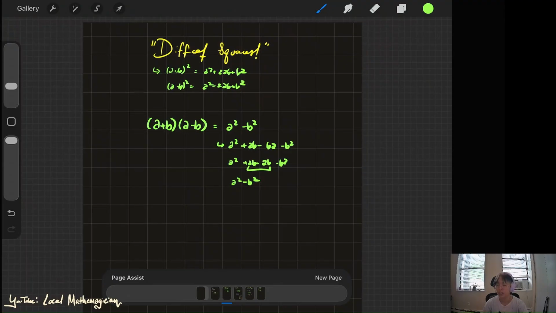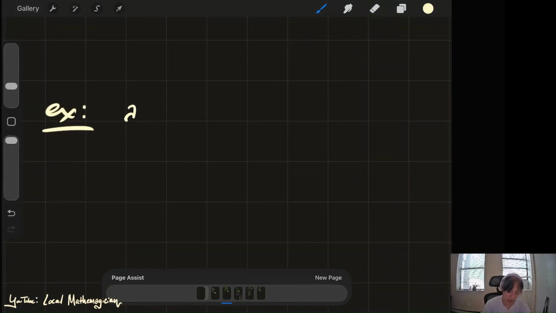Once you start recognizing these patterns, sometimes substitution helps. You can't unsee it. Okay, now, how are we going to use this in grouping? I'm so glad you asked. Let's do an example. So you have a cubed plus 5a squared minus 9a minus 45.